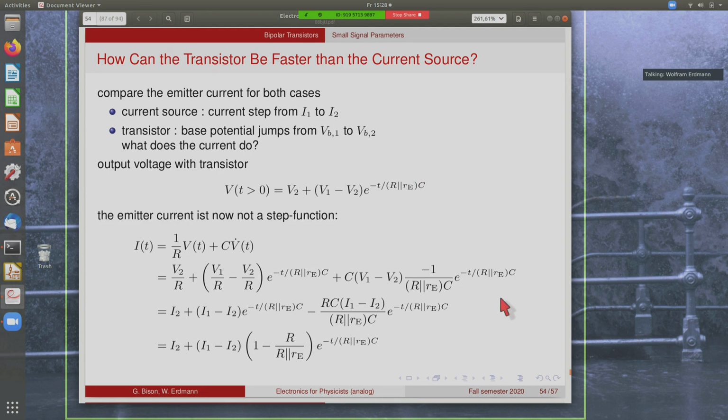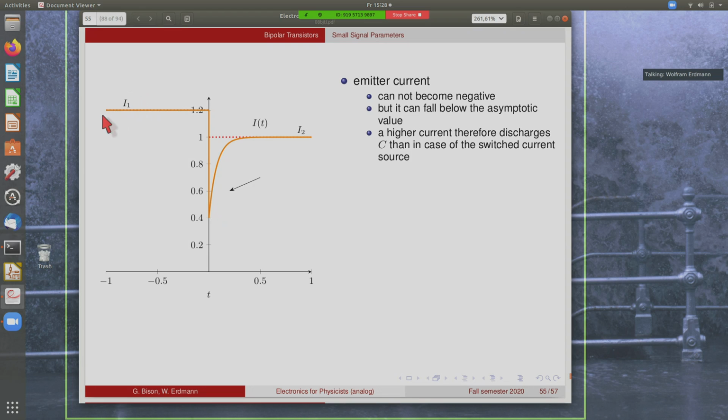with the same exponential. If you rearrange the terms a little bit, then you get this formula here, which is no longer a step function, but it's a quite different function. And if you look at it, it's plotted here.